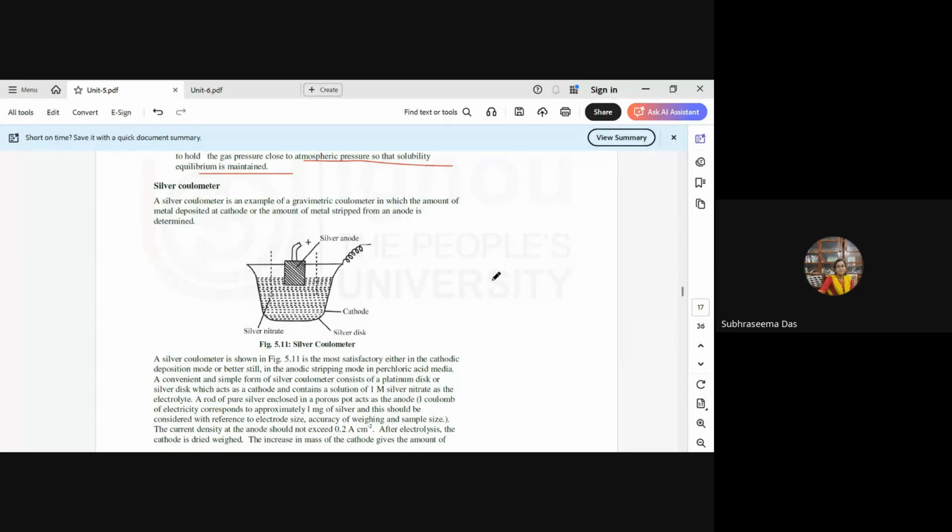Now coming to the silver coulometer. A silver coulometer is an example of a gravimetric coulometer in which the amount of metal deposited at the cathode or the amount of metal stripped from the anode is determined.